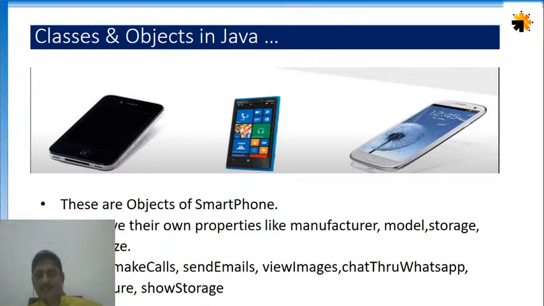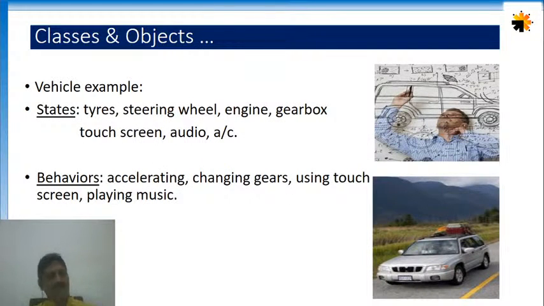And click a picture, a selfie or a normal picture, and sometimes we want to see what is the storage, the remaining storage, the capacity which is available. And these phones are classified as smartphone. We can say smartphone is your designing concern. Smartphone is your blueprint. Smartphone is the class.